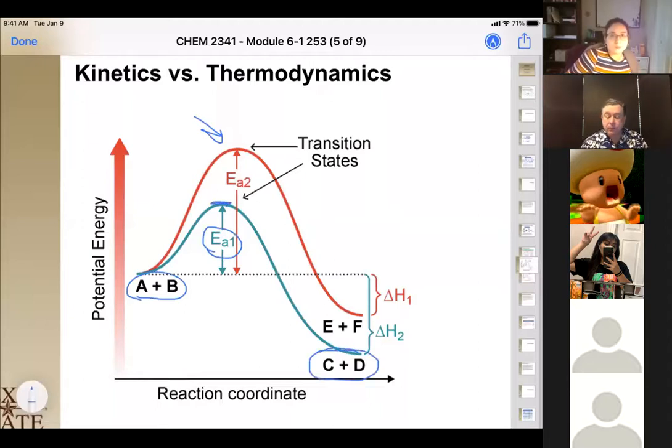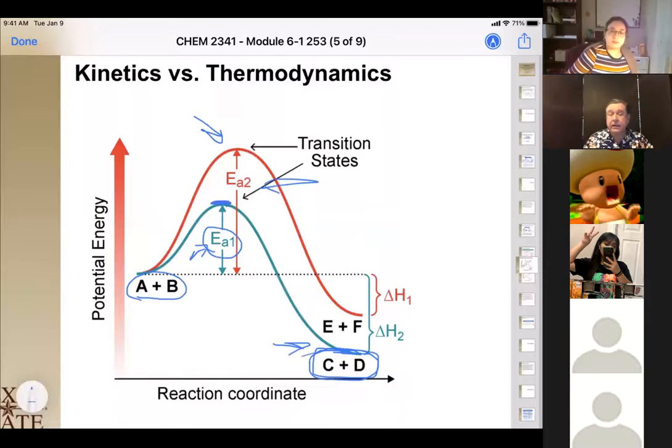So the first thing we want to look at here is that this activation energy is smaller than this activation energy. So which one's faster? Activation energy 1 or activation energy 2? Activation energy 1, that's correct. Because it's a smaller activation energy, it goes faster. So that means this is the kinetic product right here, because this is the faster activation energy, and so these are the kinetic product.